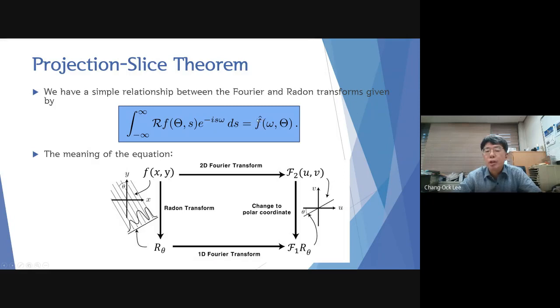Then that is equal to f hat, the two-dimensional Fourier transform of f, written in polar coordinates. This is a schematic description of the projection slice theorem. We have the attenuation coefficient f, we take the Radon transform, and we take a one-dimensional Fourier transform in terms of s. Here you take a two-dimensional Fourier transform and change to polar coordinates, and the two are equal. That's the very famous projection slice theorem, and this gives the inversion of the Radon transform.